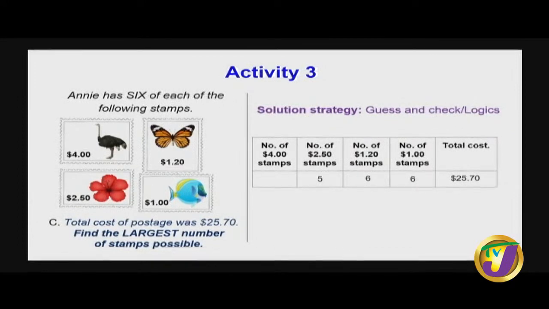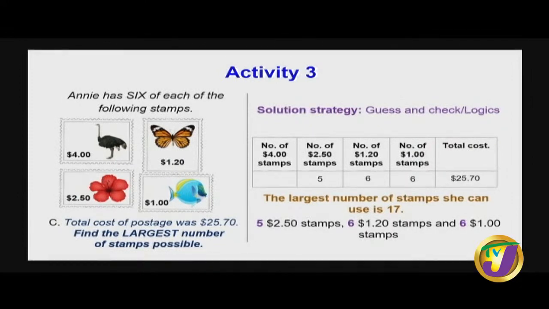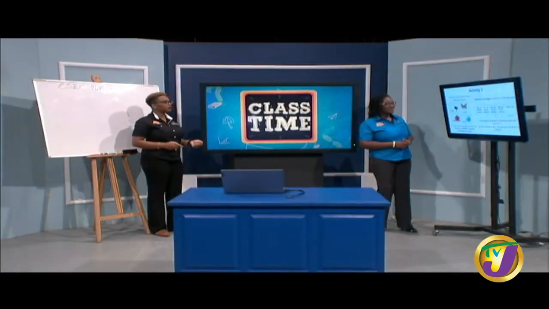Question done. Just pack up and go home. Oh my goodness. So how many stamps is that now? That's 17 stamps. So that's the largest number of stamps that she could use. Let's break down the combination. That's 5 $2.50 stamps, 6 $1.20 stamps, and 6 $1 stamps. There you go.